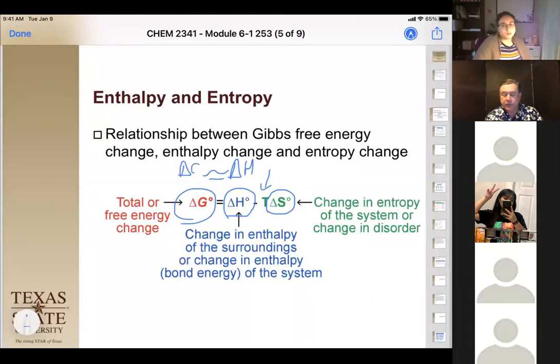The change in Gibbs free energy is approximately the change in enthalpy. It's not identical because we do have these two other components, but there is a time where they become important, and I'll talk about that on the next slide.